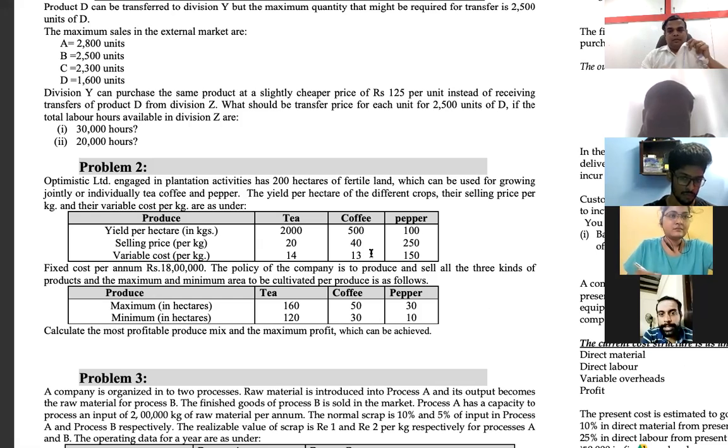Selling price per kg: 20, 40, 250. Variable cost: 14, 13, and 150. Fixed cost per annum: 18 lakhs.